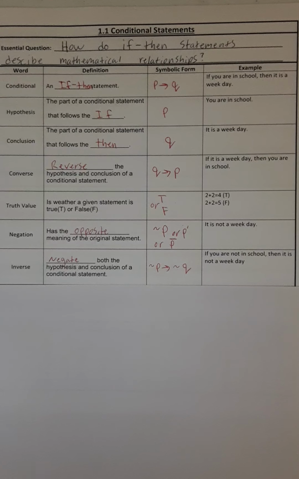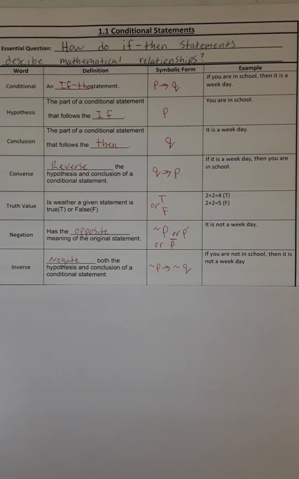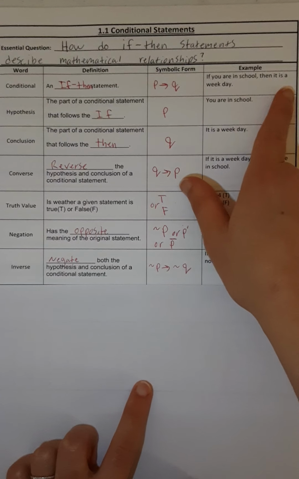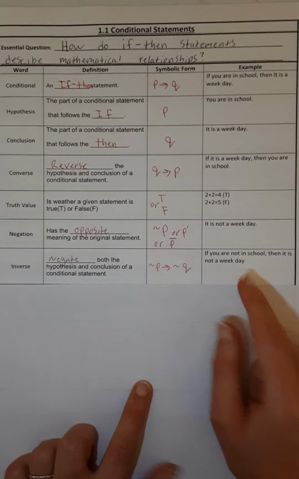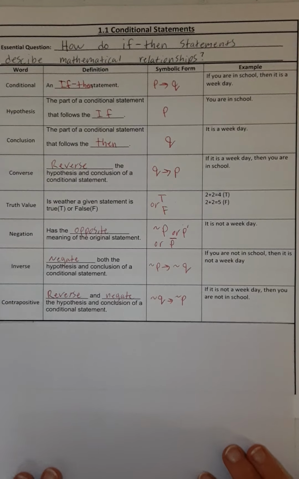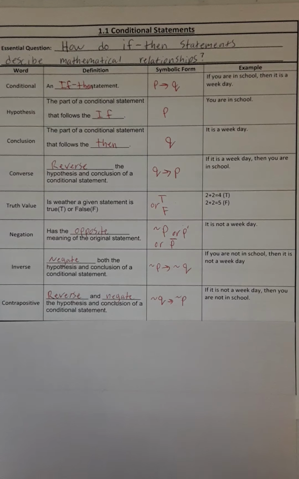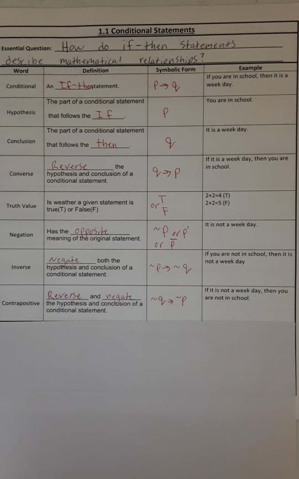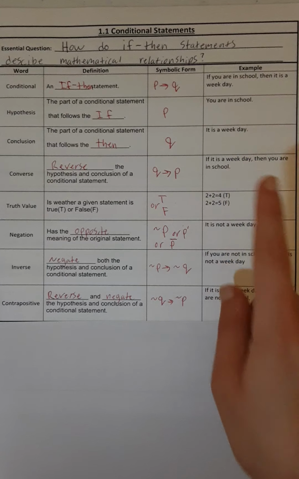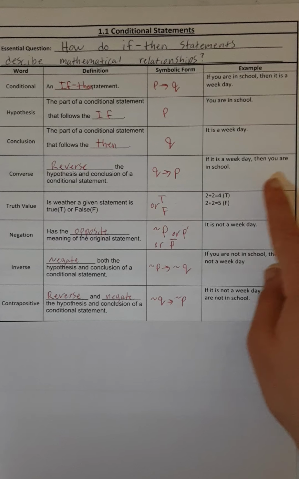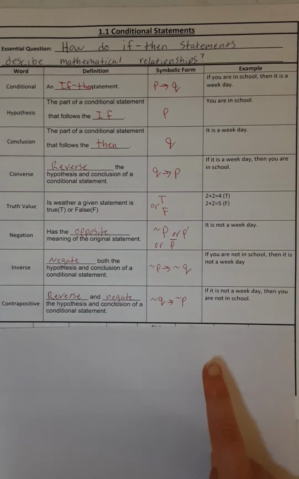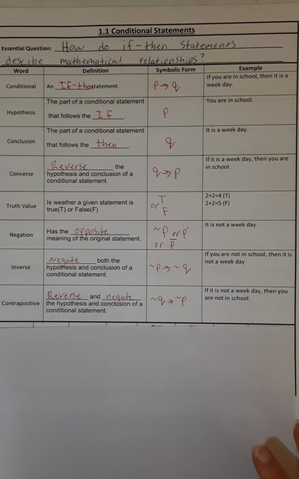Inverse is when we negate both the hypothesis and the conclusion. So our original statement is, if you are in school, then it is a weekday. Our inverse is, if you are not in school, then it is not a weekday. Last vocab term, the contrapositive says you take the reverse and you negate the hypothesis and the conclusion. So we flip it around. Essentially what we're doing is we're negating the converse. So I'm taking the converse and I'm negating each of those pieces. So if it is not a weekday, then you are not in school.